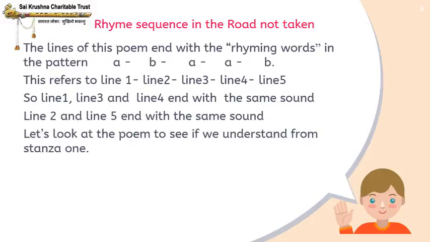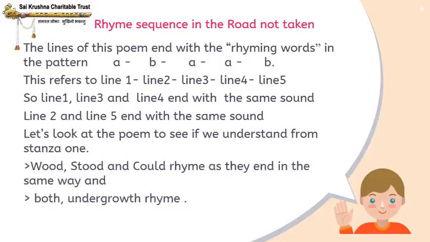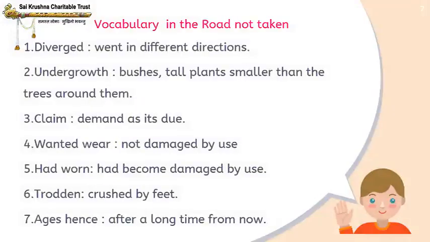Let's look at the poem to see if we understand, from stanza 1. Would, stood, and could rhyme as they end in the same way, and both and undergrowth rhyme. Let's try for the other stanzas. Glossary is repeated as the last few words are used in stanzas 3 and 4.